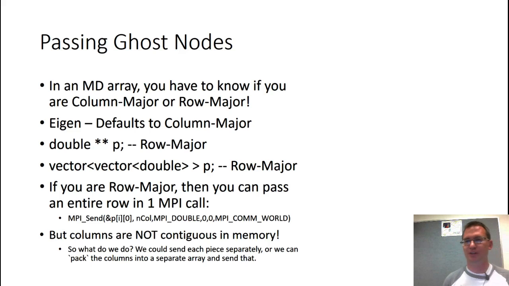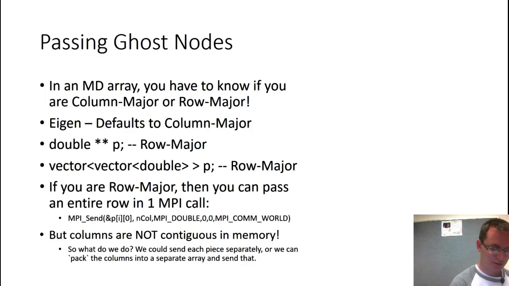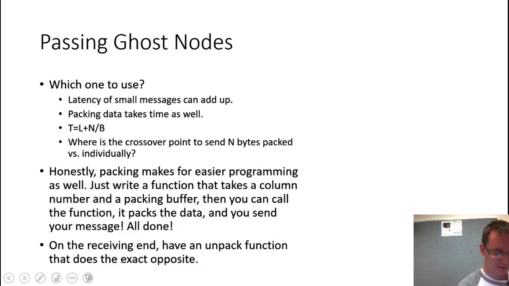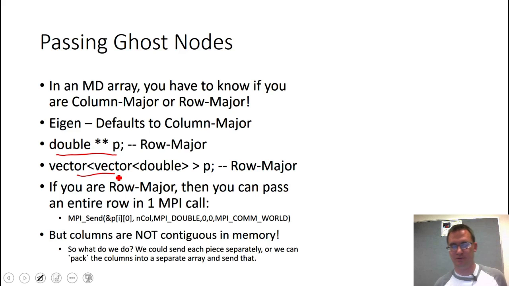So when we're dealing with this, we have a multi-dimensional array, and we have to know if that array is column major or row major. Eigen, if you're using that, defaults to column major. You can switch it if you want. If you're doing a double pointer, that is row major. If you're doing a vector of vectors, that is also row major. And so I'm going to talk about this as if we're dealing with a row major situation.